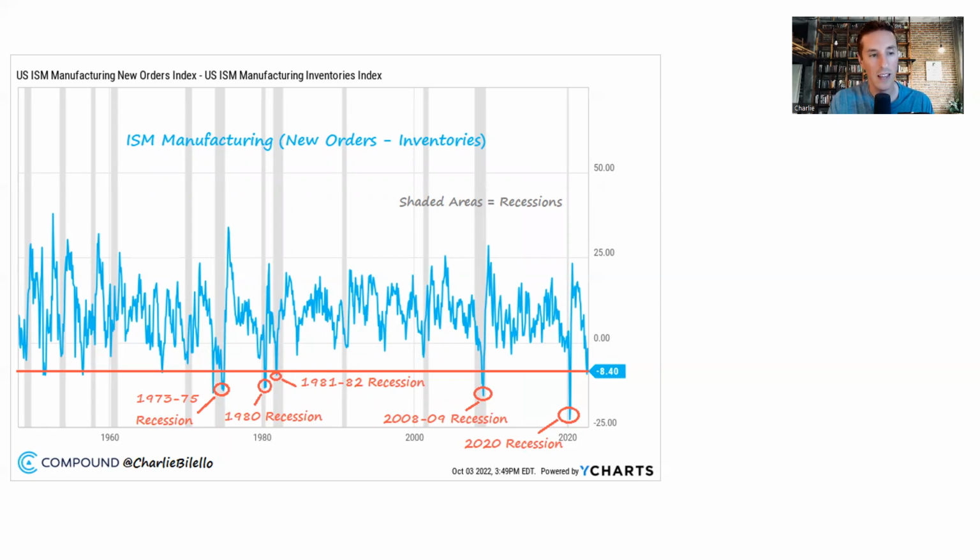This is ISM manufacturing looking at new orders minus inventory. So new orders are going down, inventory is rising, and that's what you tend to see during recessions. And if we look at the last 5 times we've seen this spread, this negative, the U.S. economy has already been in a recession.